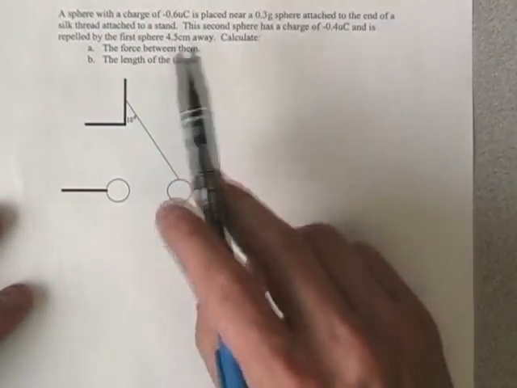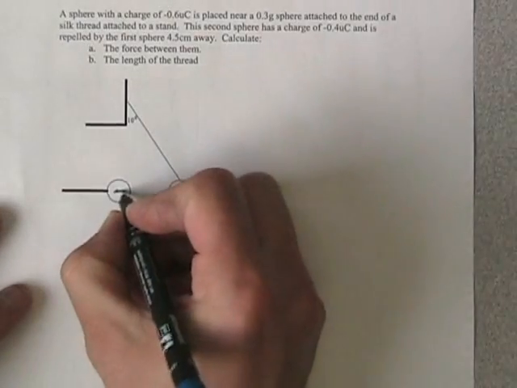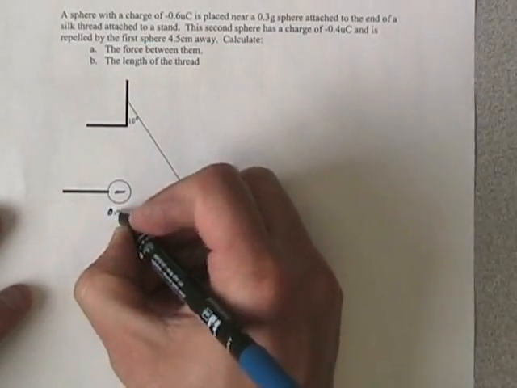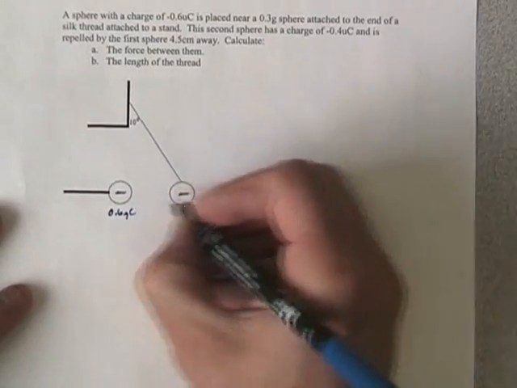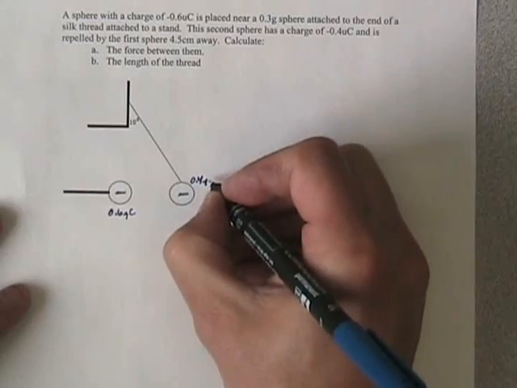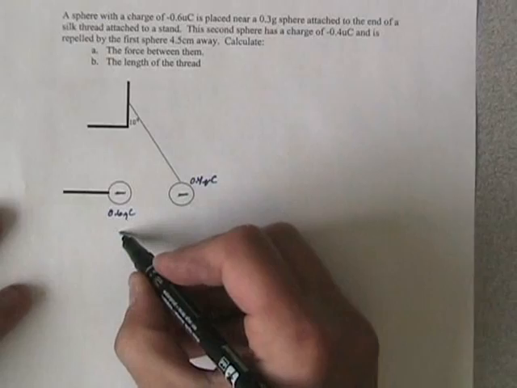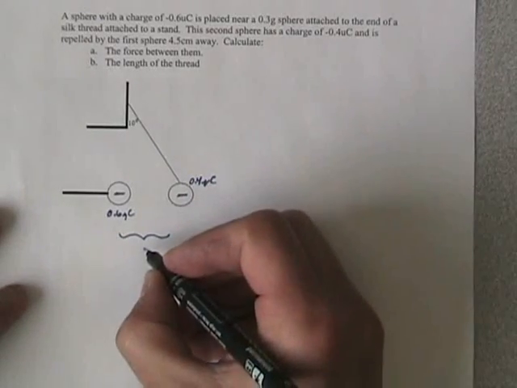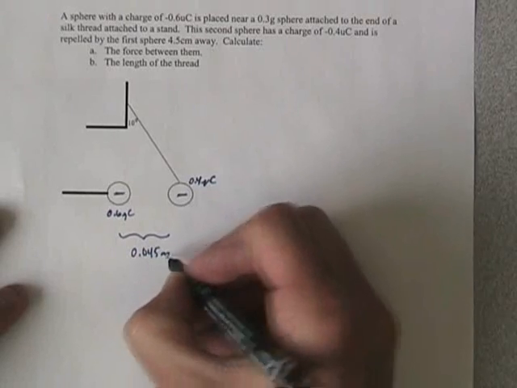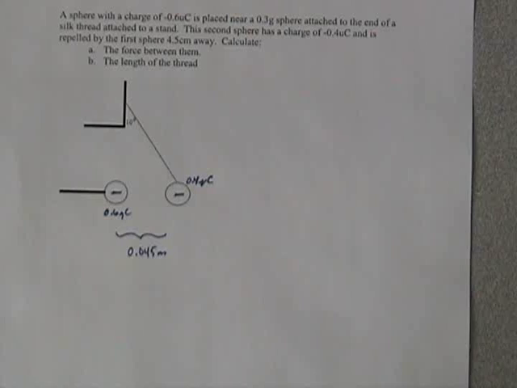The sphere charge of minus is placed near a 3 gram. That's minus. Okay, so they're both minus. So this one's minus and this one's minus. This one is 0.6 microcoulombs and this one is 0.4 microcoulombs. We also know that this is 10 degrees, and we know that that is 4.5 centimeters, which is 0.05 of a meter. And let's see what else we know.